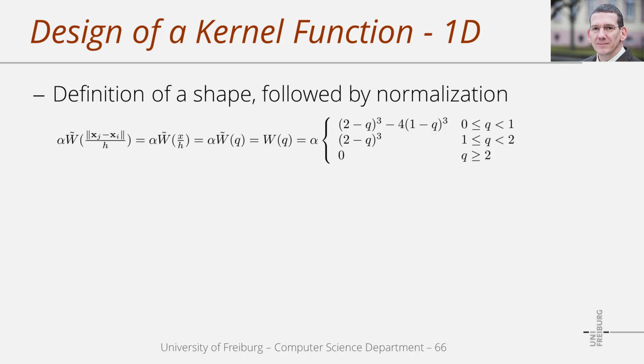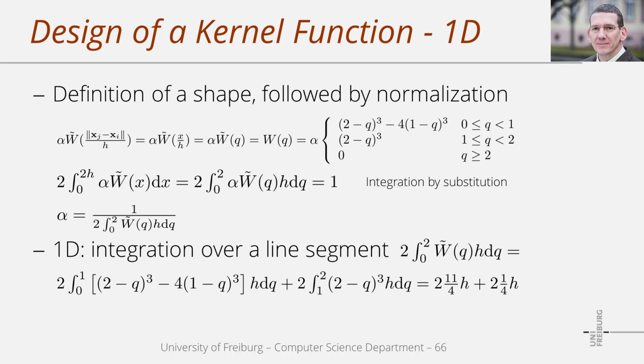And then as a final step, we estimate the coefficient alpha to fulfill the constraint that the integral of the kernel should be 1. The constraint is stated here, and we also see how to estimate the respective integral in this 1D setting. Finally, we get a scaling coefficient alpha that depends on the kernel support. It's intuitively clear that the scaling coefficient converges to infinity if the kernel support approaches 0.